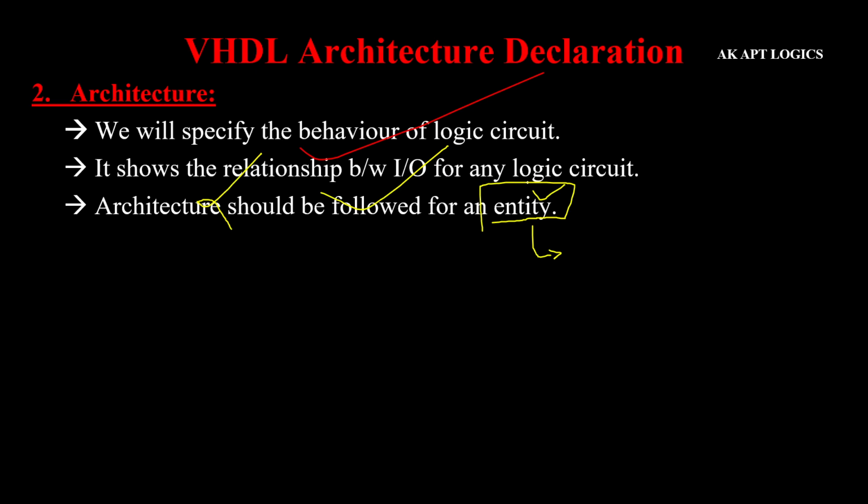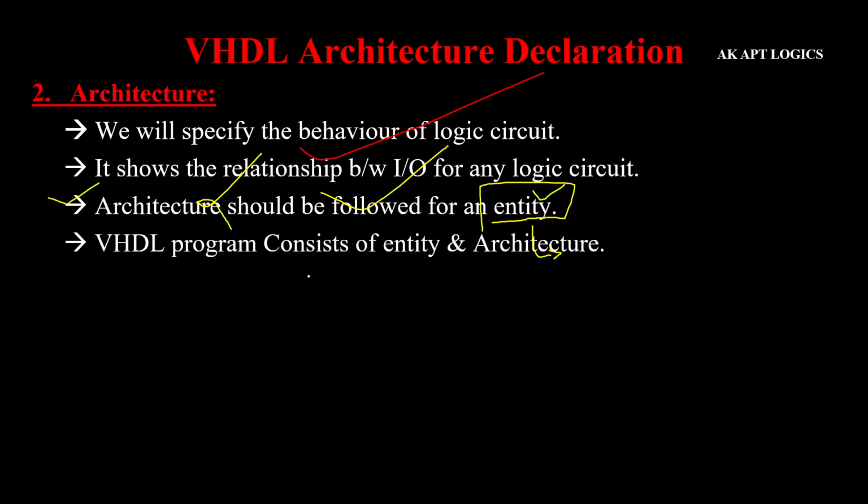We declare the inputs and outputs in the entity, and for those input and output names only we should write the logic in the architecture. We shouldn't take any other names. That's the meaning of this point: architecture should be followed for an entity.